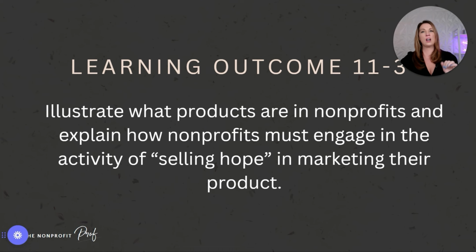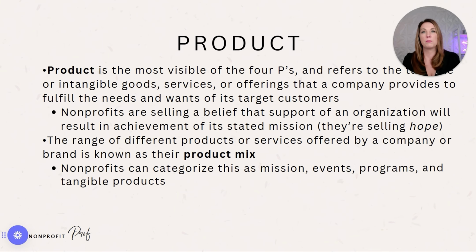So let's talk a little bit more about what products are in nonprofits, and specifically talk about that promotional aspect of selling, which is, in this context, selling hope. Of the 4 Ps, product is the most visible. And again, this refers to those intangible or tangible goods, services, and offerings that a company provides. And at the end of the day, it's about creating value, fulfilling a customer want or need, and engaging in that exchange. So the customer has money, they want and need that product in their life, they buy the product and they exchange their money.